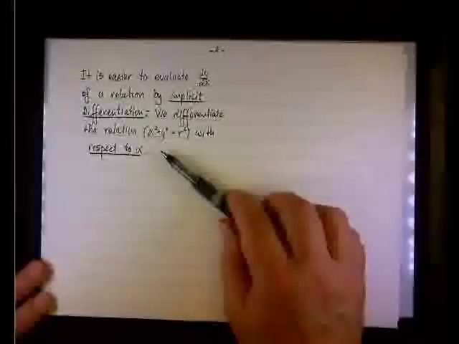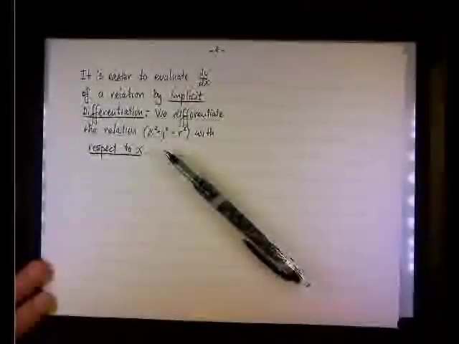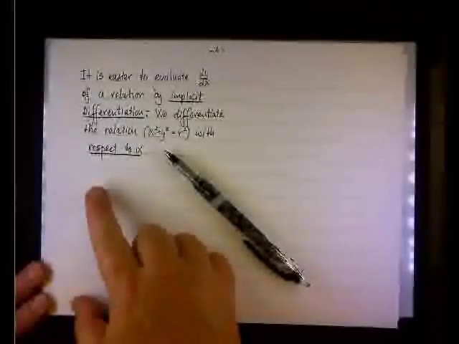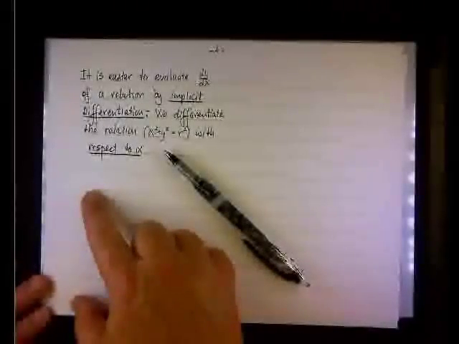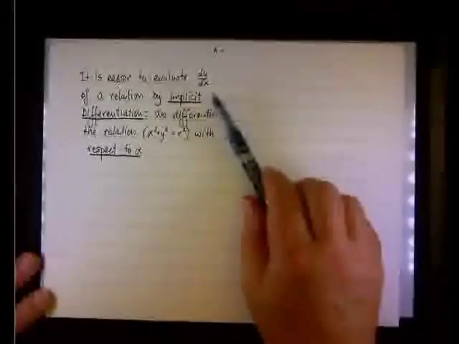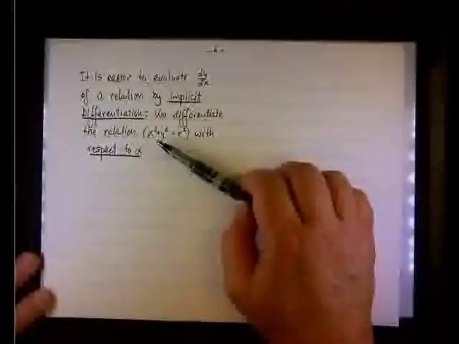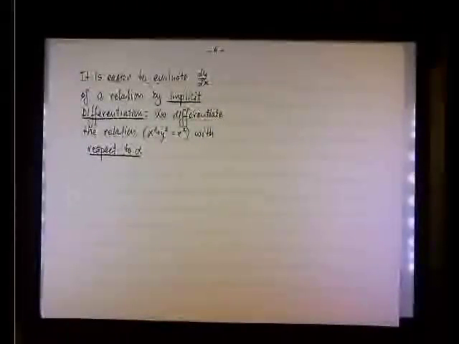X, Y, and R. X and Y. R is not a variable. R is a constant. That's the radius. But the variables are X and Y. For a given R, you have different values of X and different values of Y. So it's very important to specify that you differentiate with respect to what variable. Because we want dy dx, that's what we're after, we take the derivative with respect to x. Okay?